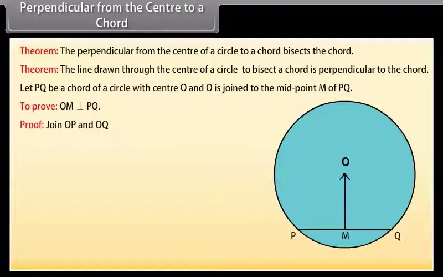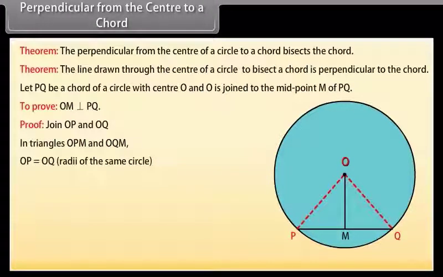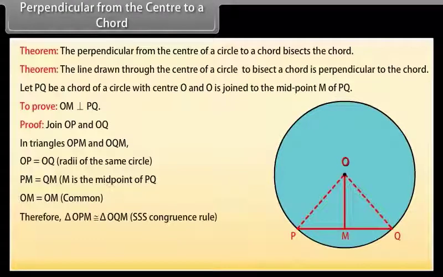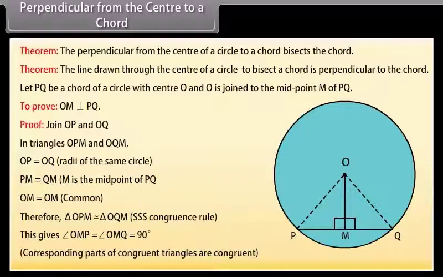Proof. Join OP and OQ. In triangles OPM and OQM, OP is equal to OQ, because these are the radii of the same circle. PM is equal to QM, because M is the midpoint of PQ. OM is equal to OM, common. Therefore, by SSS congruence rule, triangle OPM is congruent to triangle OQM. This gives angle OMP is equal to angle OMQ, which equals 90 degrees, because corresponding parts of congruent triangles are congruent.